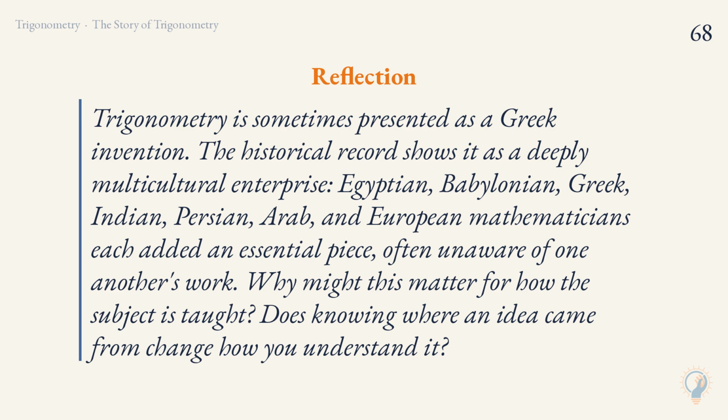Trigonometry is sometimes presented as a Greek invention. The historical record shows it as a deeply multicultural enterprise. Egyptian, Babylonian, Greek, Indian, Persian, Arab, and European mathematicians each added an essential piece, often unaware of one another's work. Why might this matter for how the subject is taught? Does knowing where an idea came from change how you understand it?